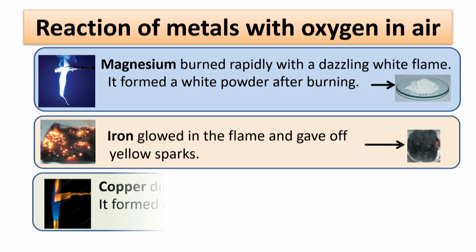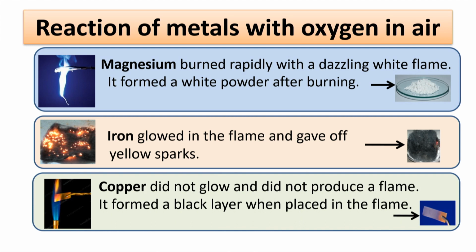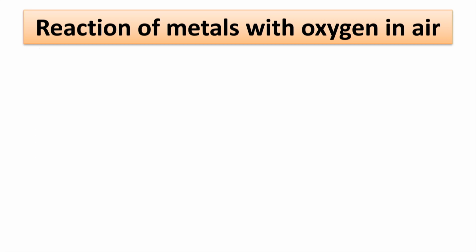And what can we say about copper? Right. Copper did not glow and did not produce a flame. It just formed a black layer when placed in the flame. So, if we place these metals in order of reactivity, we get magnesium, iron, and copper, from the most reactive to the least reactive. Before moving on, let's see how to represent these reactions in the form of equations.